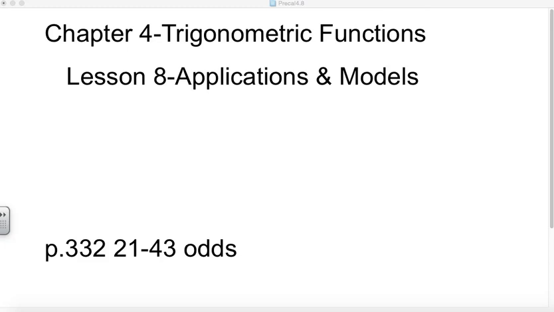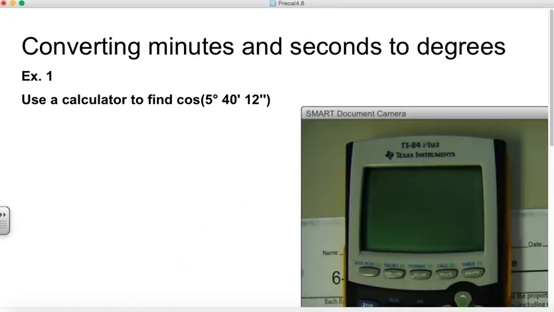So lesson 8, this is the last lesson in chapter 4, is going to be about applying these trig functions. So using them for real life problems, making models using the trig functions. So first off, something we need to talk about is breaking down degrees into minutes and seconds.